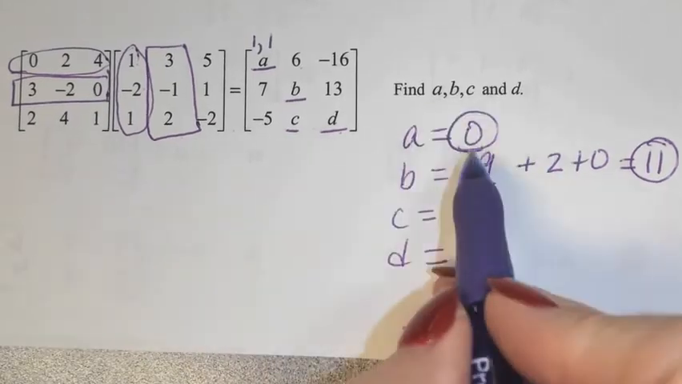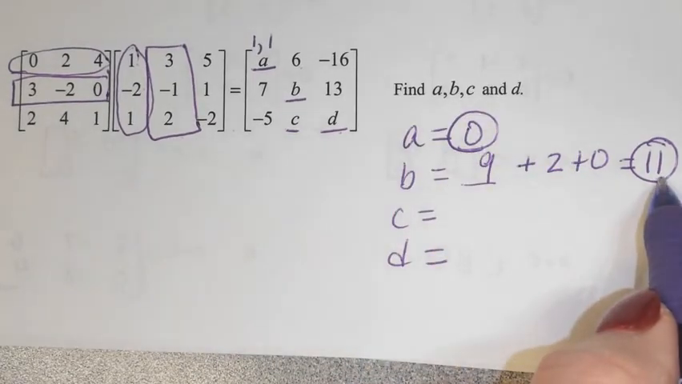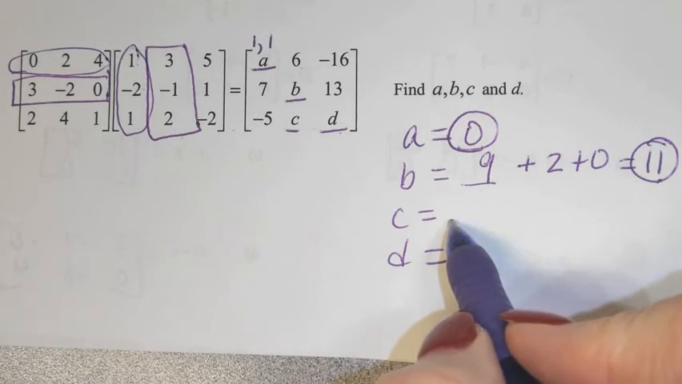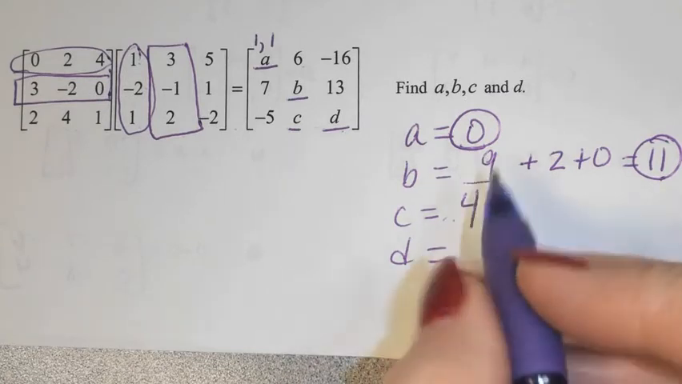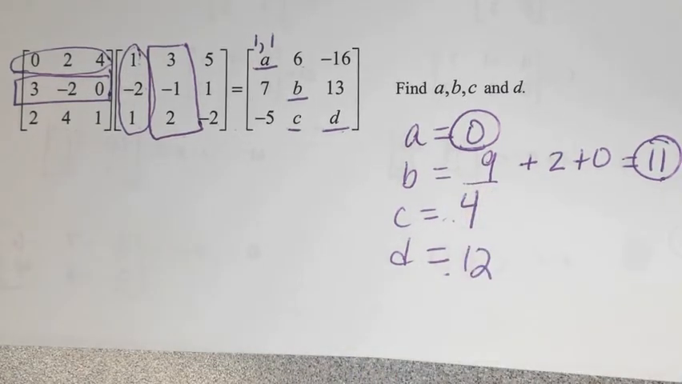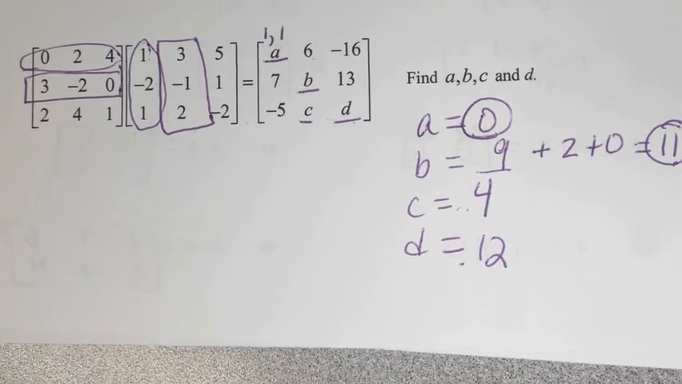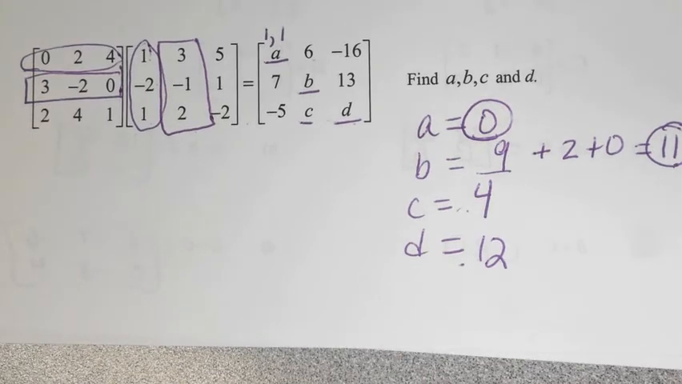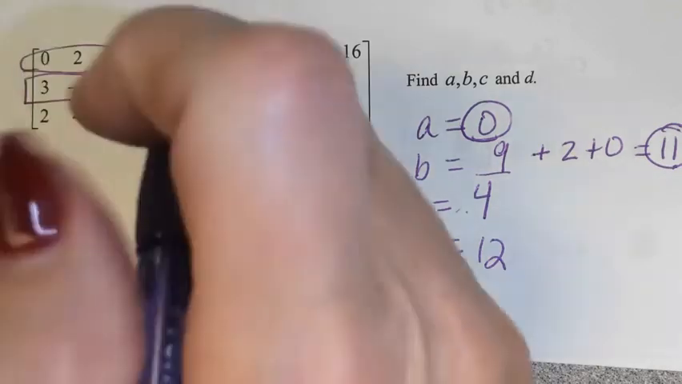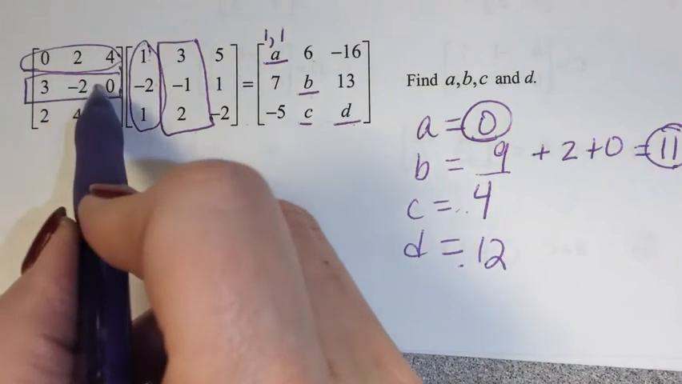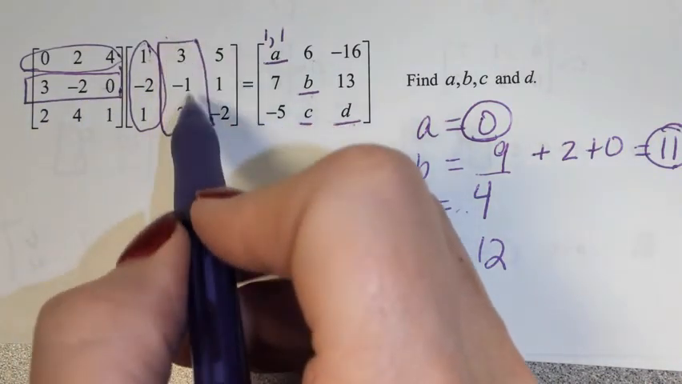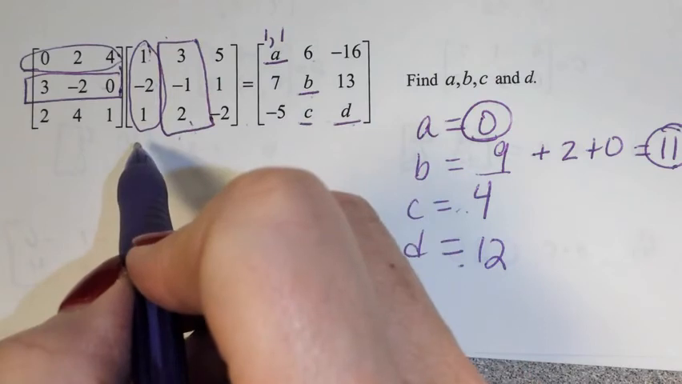Okay, now we're going to find C. So if you're trying to find C, again, that's going to be in the third row, and that's in the second column. So you should have gotten 4 on that, and then for D, you should have gotten 12. Okay, so you should have been using those appropriate rows, always rows from the first matrix, columns from the second one. See how we're using that row and that column for B because it's in the second row, second column.